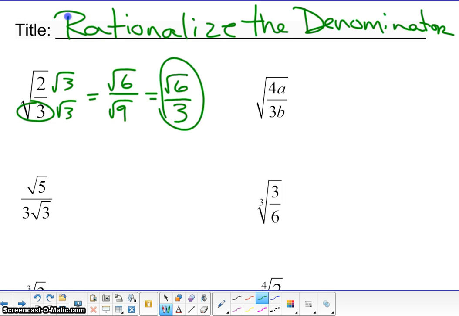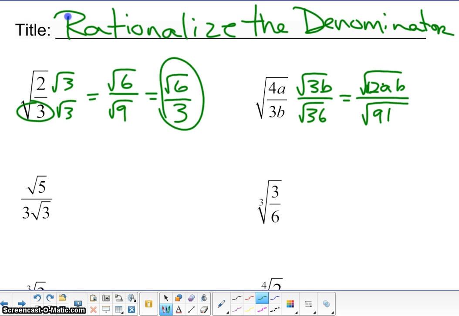Okay, so let's do the same thing on the second problem. Square root of 3b, square root of 3b, multiply it across. We have 12ab on the top, and the bottom is the square root of 9b squared. So square root of 12ab all over 3b, absolute value around the b.